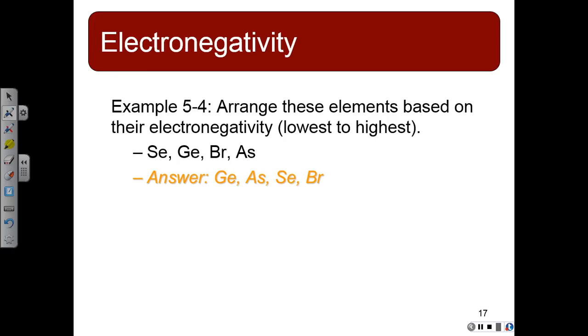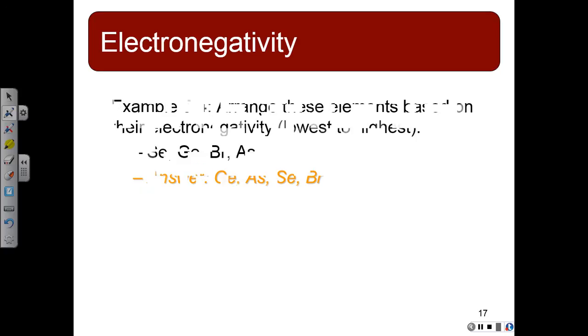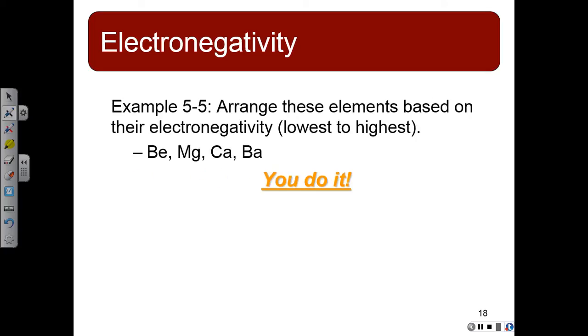Okay, so if you follow across, okay, that looks good to me. They're all in the same period there. So the one that's the furthest away from fluorine, or the furthest to the left, is going to be the lowest. Everybody agree?